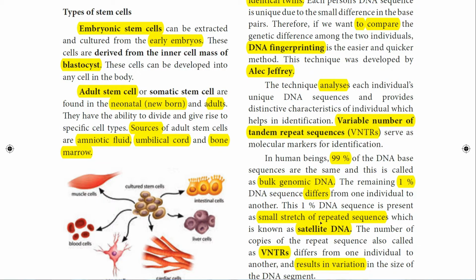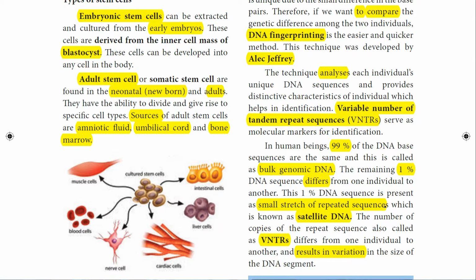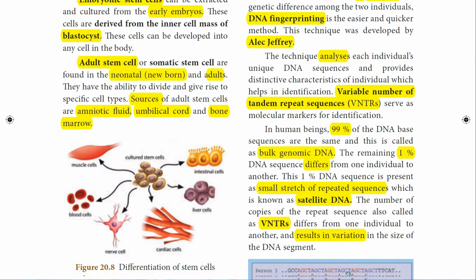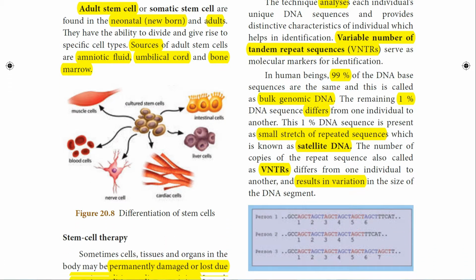This difference is indicated by the VNTR, that is, how many times this small stretch is repeated in a particular individual. The small stretch is otherwise called satellite DNA. The number of VNTRs differs from one individual to another, and this number makes the difference in the size of the DNA segment, by which we can identify the uniqueness of different persons.